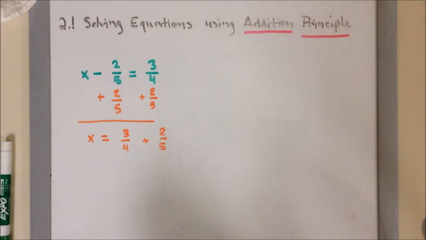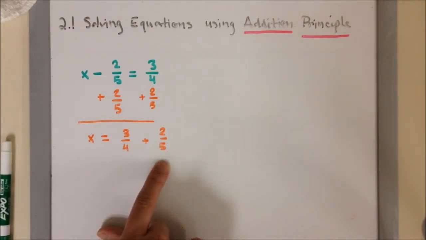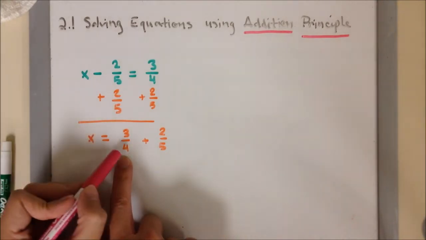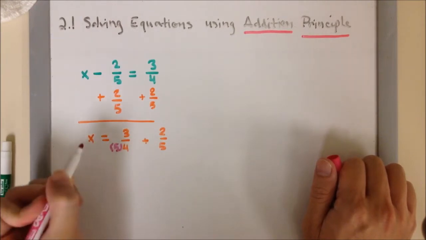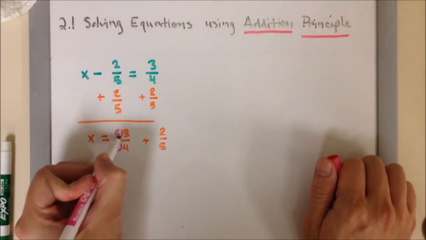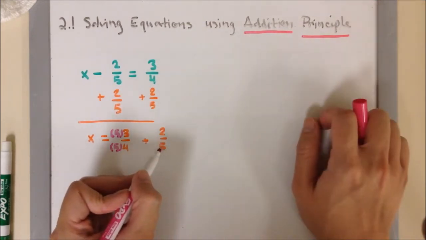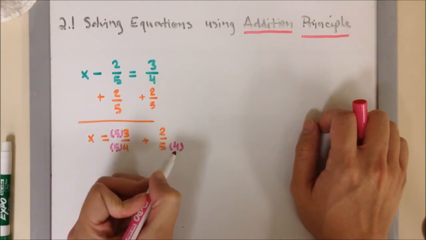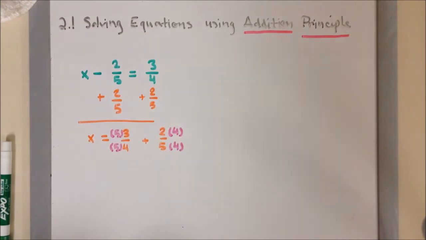Now, in order to get the same denominator, I must change them by multiplying the top and bottom, the numerator and denominator, of each fraction. So, the common denominator between 4 and 5 is 20. In order to change this 4 into 20, I must multiply by 5 in the denominator, therefore by 5 in the numerator. In this fraction, I must change 5 into 20, so I must multiply by 4 in the denominator, therefore multiply by 4 in the numerator.